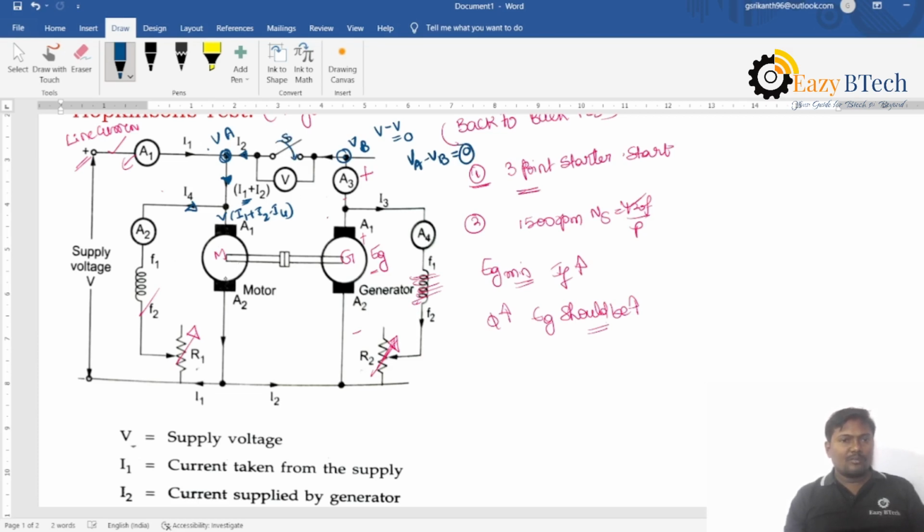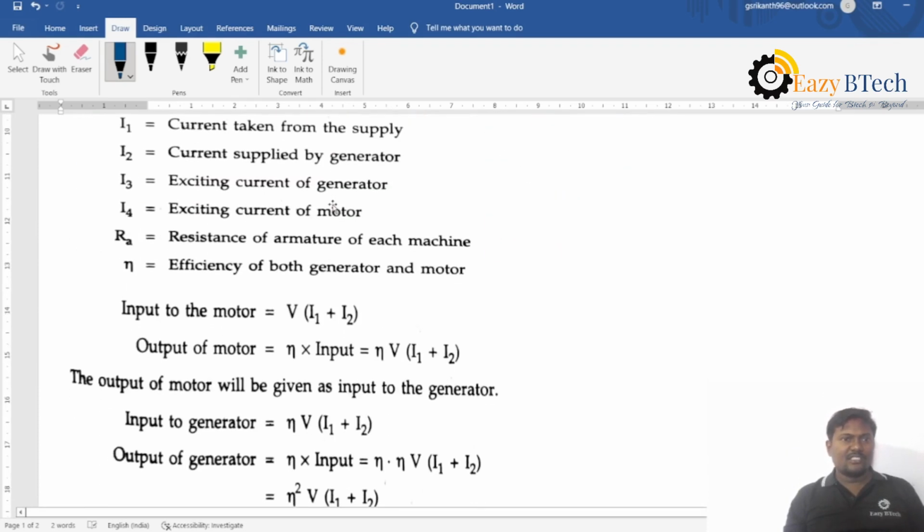The motor output is connected to the generator and the generator output is connected to the motor. That's why it is called a back-to-back connection, so this test is also called a back-to-back test. A3 is the output current indicated by the generator, and A4 is the field current of the generator. So these are the terms.